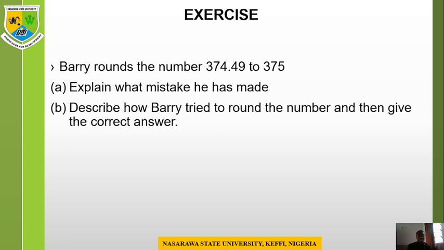Alright. Another question is Barry rounds the number 374.49 to 375. A, explain what mistake he has made. B, describe how Barry tried to round the number and then give the correct answer. Barry actually made a mistake in this rounding. I'm just giving you a hint. Then you know how to go ahead with it. Just try to locate the error and then give the correct answer, which is what B is requesting us to do.